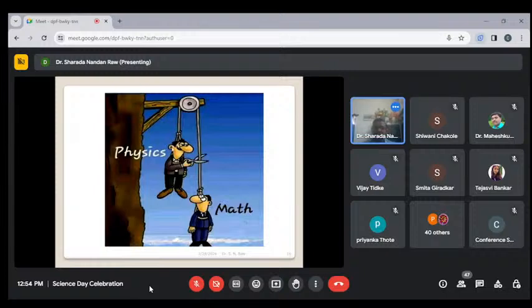Without math, there is no existence of physics. So mathematics is the language of physics. From this figure we can see there is one thread that ties up physics and mathematics. You cut the math, then the physics falls down. So mathematics and physics are complementary to each other. Without mathematics you can't express the physics.